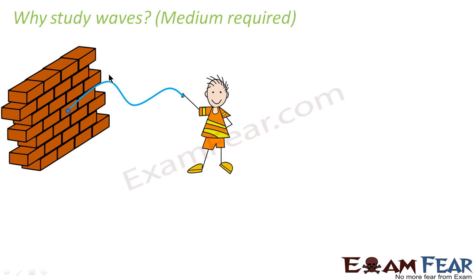Now, just imagine this little boy holding a thread which is tied at one end to the wall. As you see here, this thread is tied to the wall. Now, a general observation, just imagine this situation with yourself. What happens if you just move this light string up and down? You see that this entire string moves in the form of a wave. So that is a wave, right?